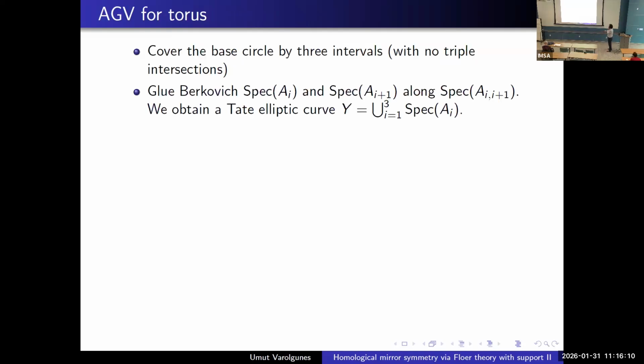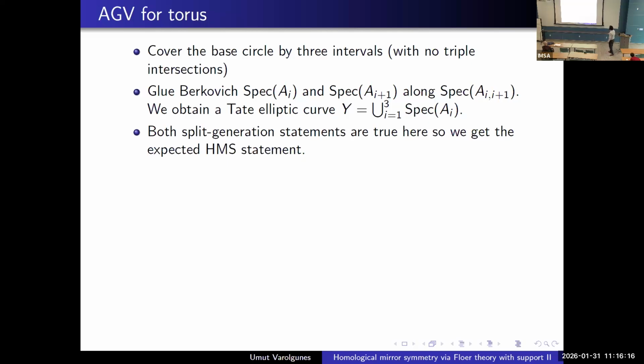This is like the picture in your papers. By this gluing procedure, you obtain a Tate elliptic curve, a non-Archimedean elliptic curve. And here, I already have my FLK, I have my mirror, I have the HMS functor. All I need to prove is that they split generate. And this is true in this case.